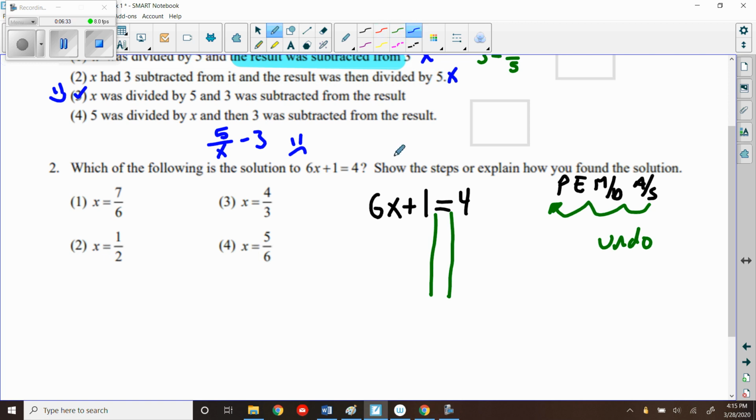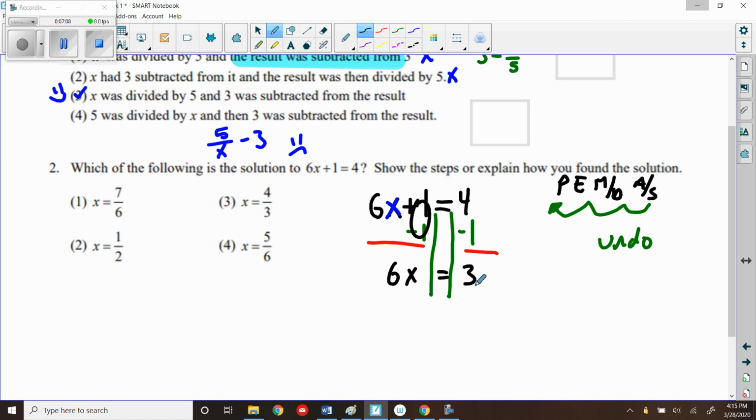So the very first thing I do when I look at an equation is I find my unknown value. And I think, okay, I have a number that's being multiplied by 6 and 1 is being added. I wish to undo my order of operations. To solve this, I'm going to undo the plus 1 with a minus 1. I'm going to do that on both sides to maintain balance of my equation.